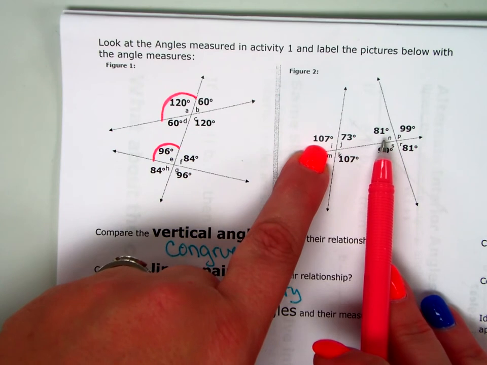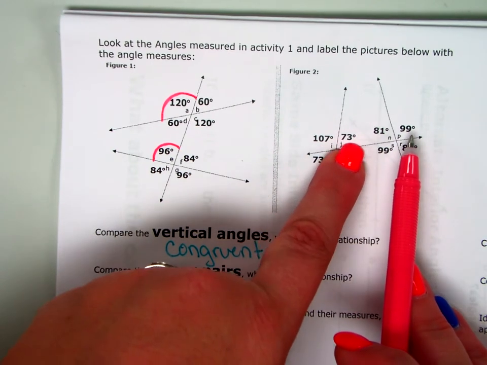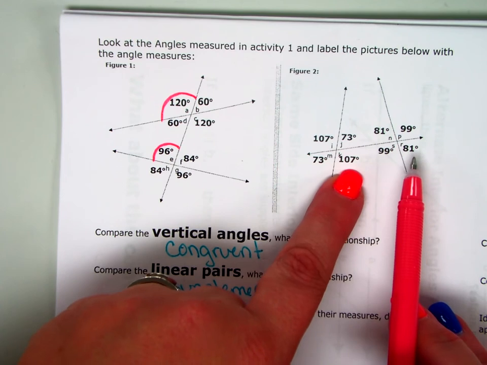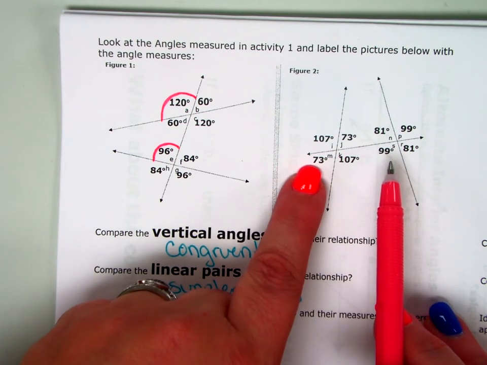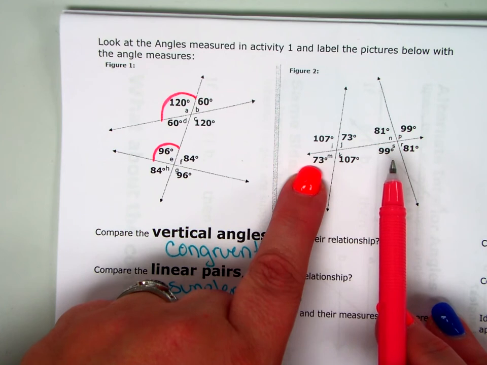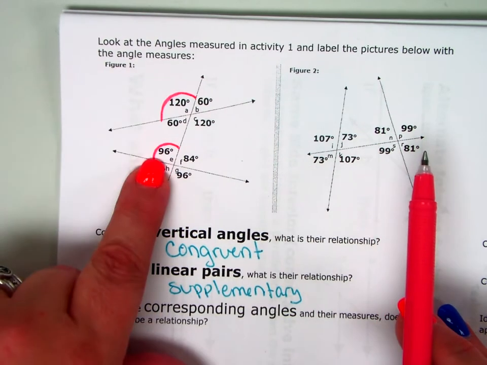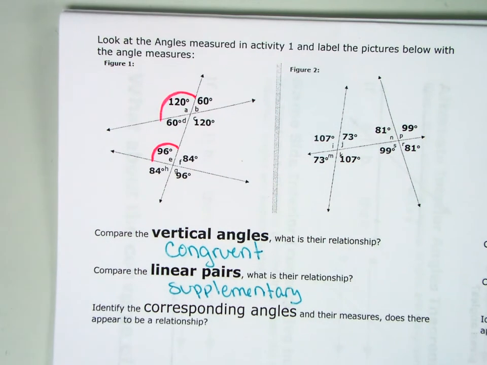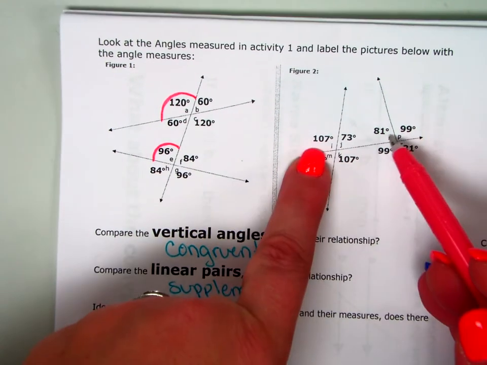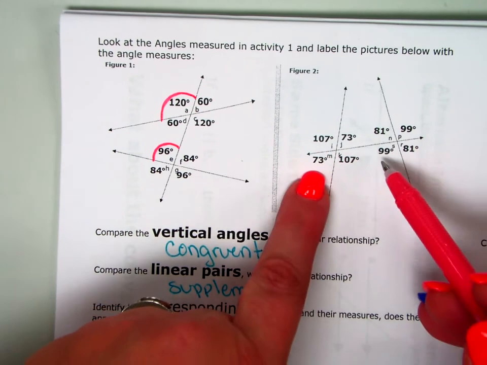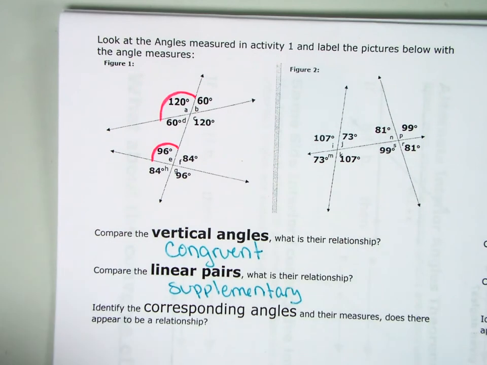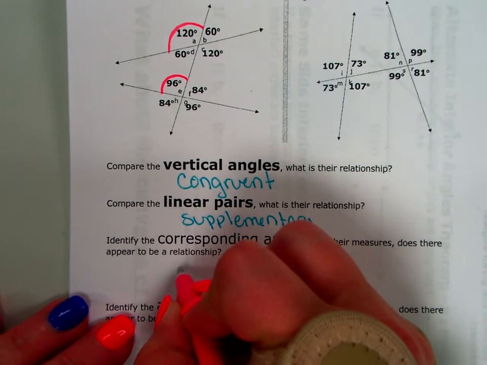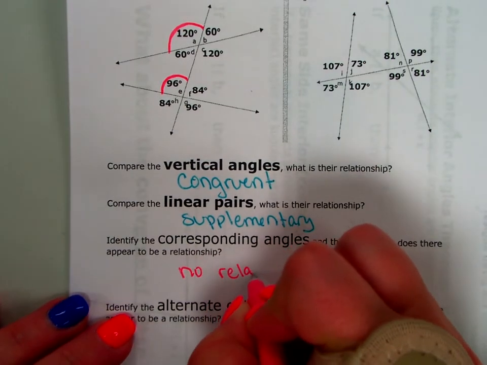The 107 and the 81, the 73 and the 99. Both 120s are corresponding to 96. Yeah, so they correspond to the same number. But there's no geometric relationship really, because over here, again, they would correspond to the same number, but there's not a geometric relationship that we could use to solve, right? If we needed to solve something. So we're going to say no relationship.